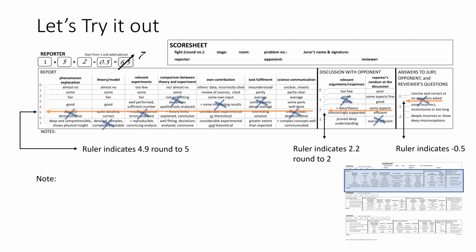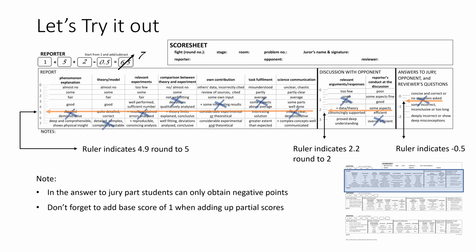There are several things that I want to draw your attention to. Firstly, the answer to jury part of performance will only result in negative points. If the student's responses are satisfactory, he or she gets no points. Secondly, please do not forget to add the base score of 1 when adding up the partial scores. Lastly, your final score should be an integer from 1 to 10.